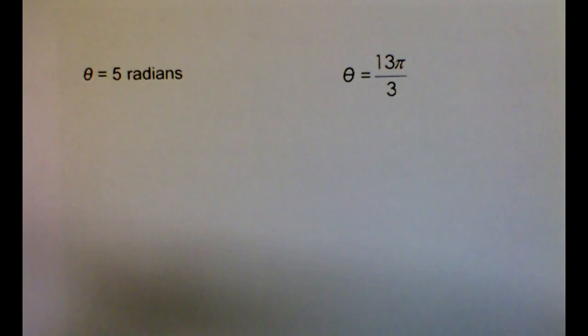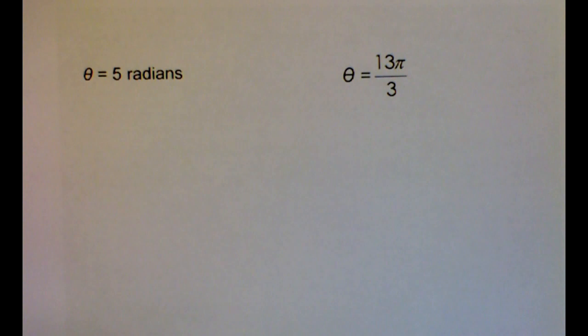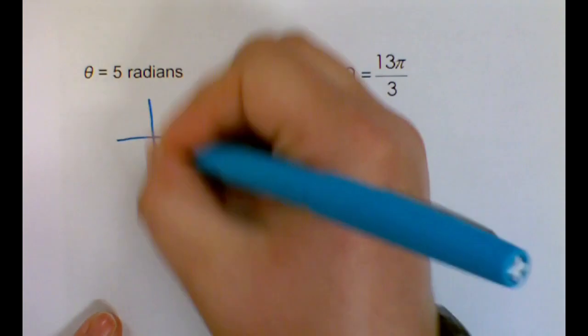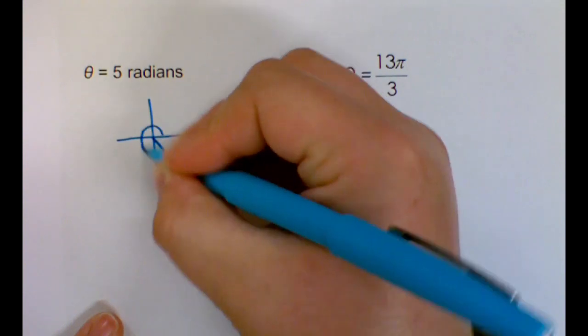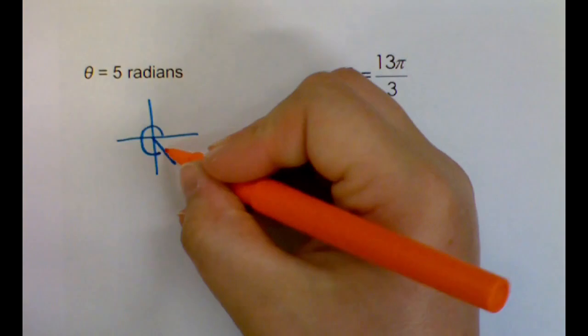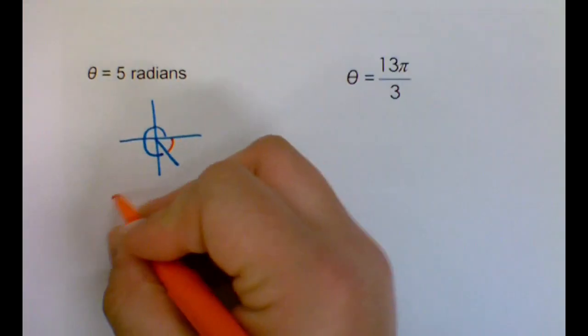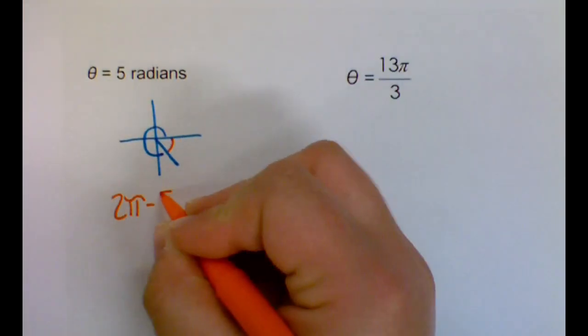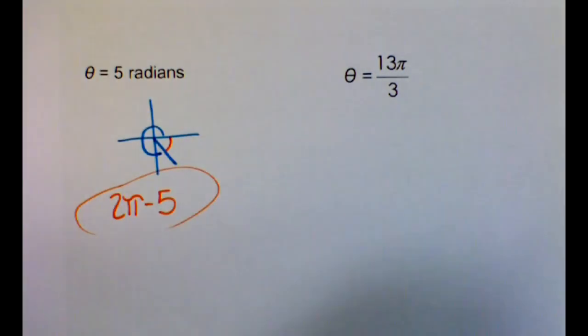5 radians. Well, we have to figure out where 5 radians is. 3 pi over 2 is about 4.7 radians. So that means we are in the fourth quadrant. So the angle we want will get us to 2 pi. So we take 2 pi minus 5, and we'll just leave it like that. That'll be our reference angle.